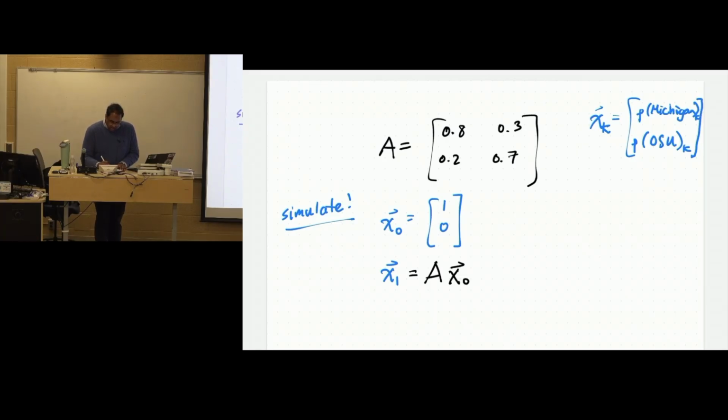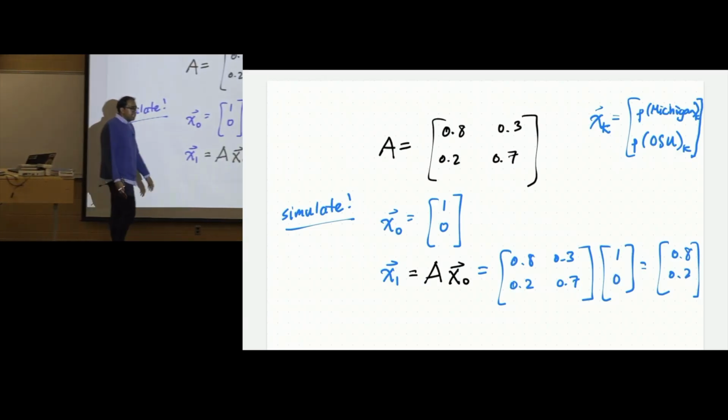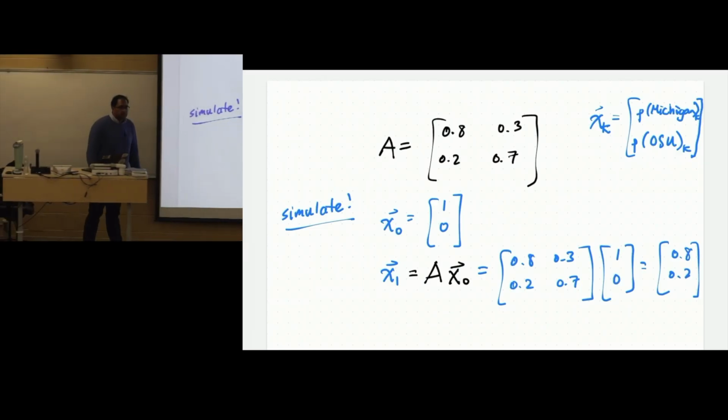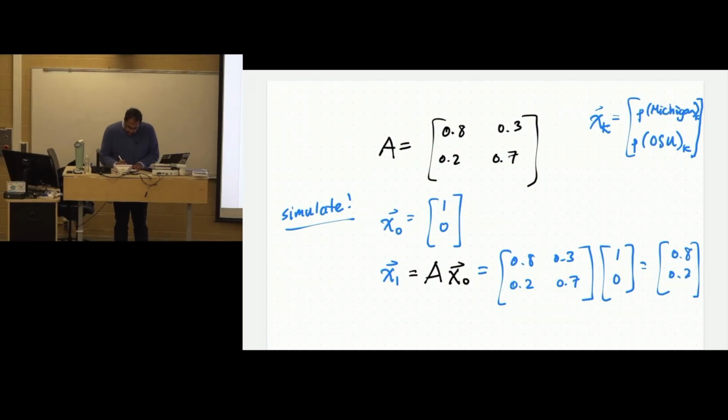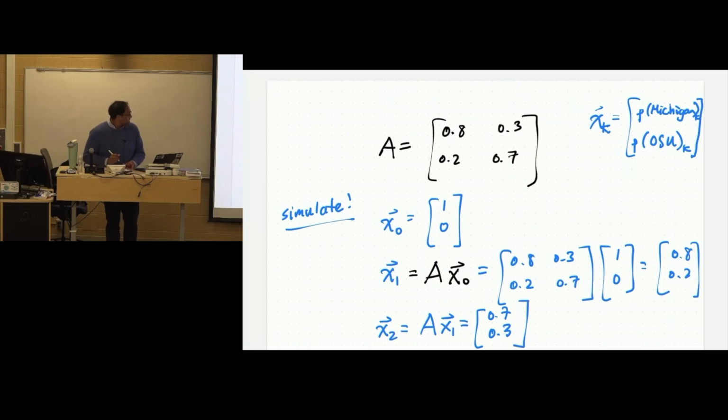Right? And here that'll give us 0.8, 0.3, 0.2, 0.7 times 1, 0, which gives us that 0.8, 0.2. Which means if we start in a year that for sure Michigan won, then next year there's an 80% chance that they'll have won that year. Okay? Then what about the year after that? Yeah, you just multiply by x_1. And I have the numbers pulled up here. It ends up being 0.7, 0.3. Things looking less good, but still pretty good.